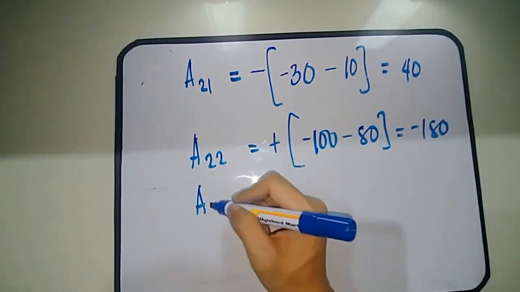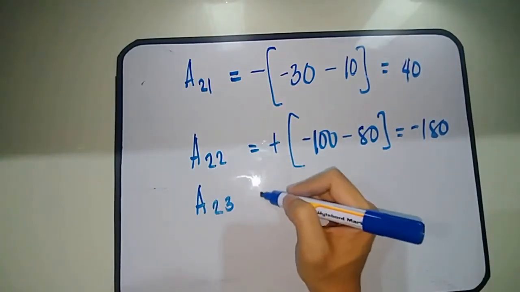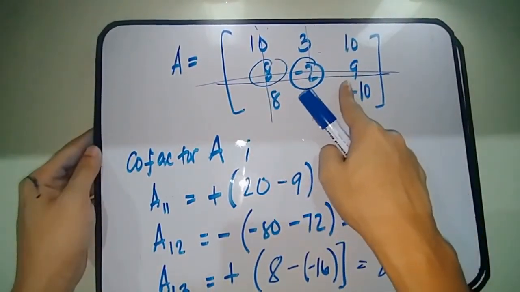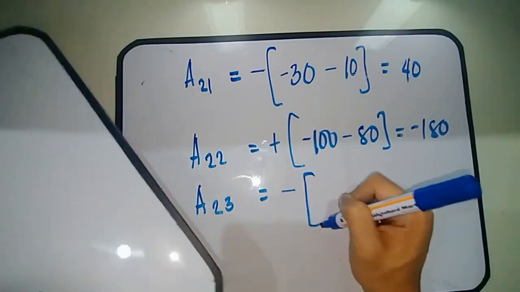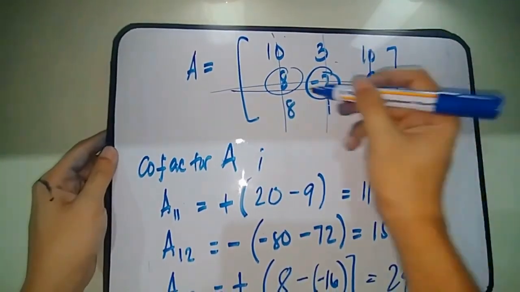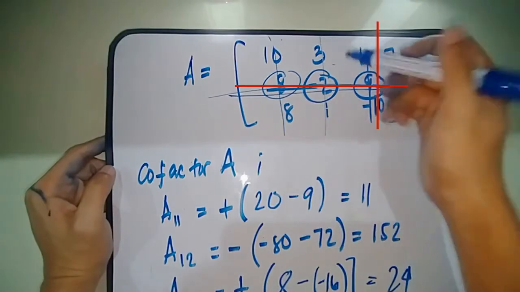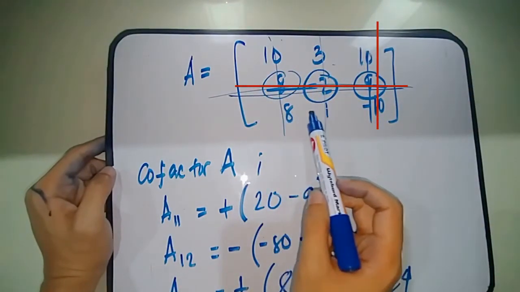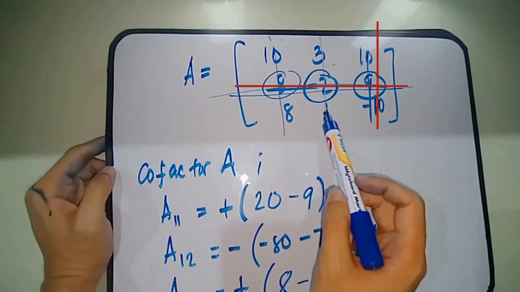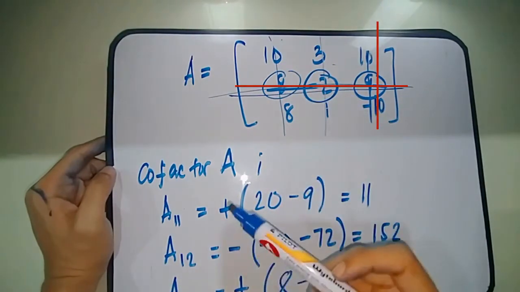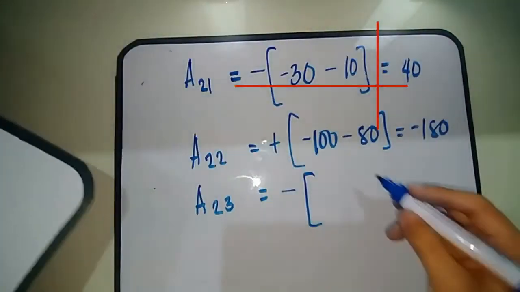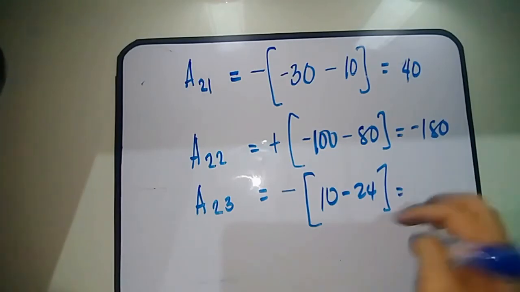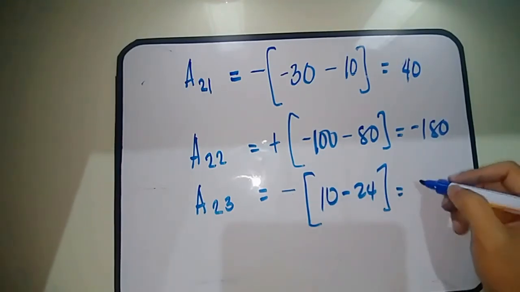So 4, you have your second row, third column. So this is plus, minus, plus, minus. So this is negative. Then, cross out natin ulit. So kung ito yung cross out natin here, yung matitira is itong dalawa. So 10 and 3, you have here 8 and 1. So we have here 10 times 1, 10, minus 8 times 3. So that is 24. So 10 minus 24. So this is negative 14 times negative, so positive 14.